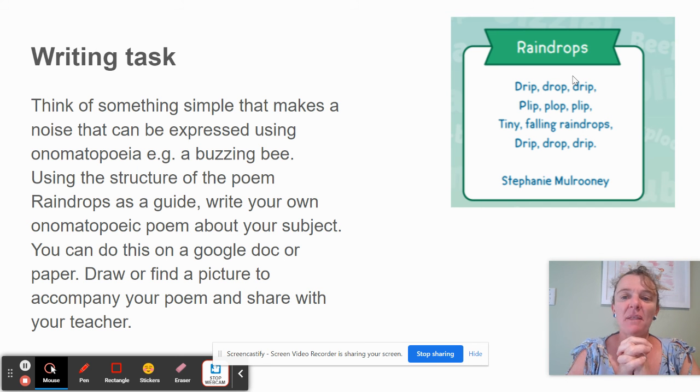Now, something I notice when I clap out the rhythm of this Raindrops poem, it goes drip, drop, drip. So 1, 2, 3. Plip, plop, plip. 1, 2, 3. Tiny falling raindrops. 1, 2, 3, 4, 5, 6. Then the last one goes 1, 2, 3 as well. So for example, if I'm making one up about a dog, I might go bark, growl, bark. Woof, woof, woof. Barking, noisy puppy. And then the first line again, which I can't remember because I just made it up. But if you write it down, that will help you remember.